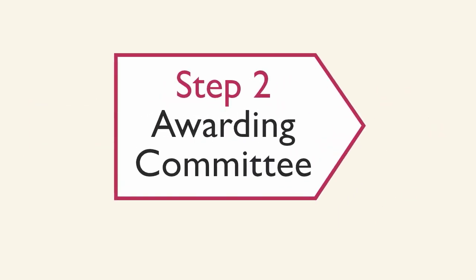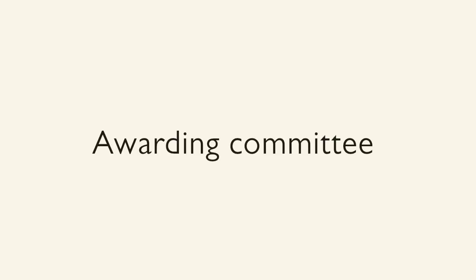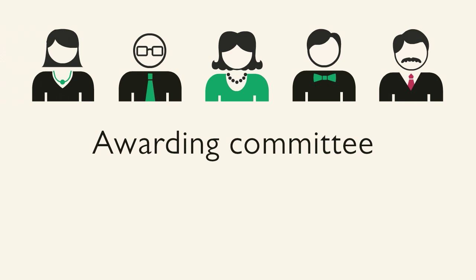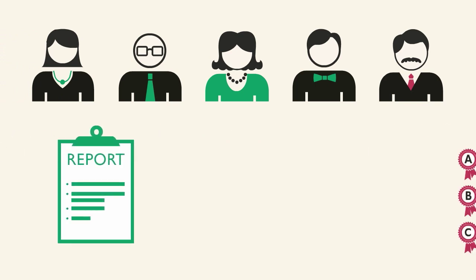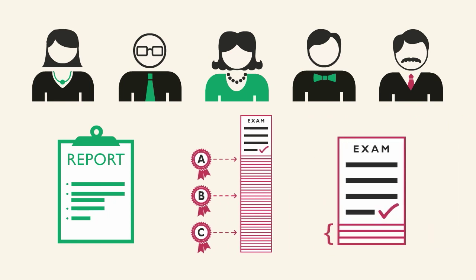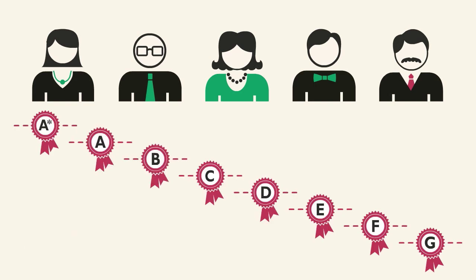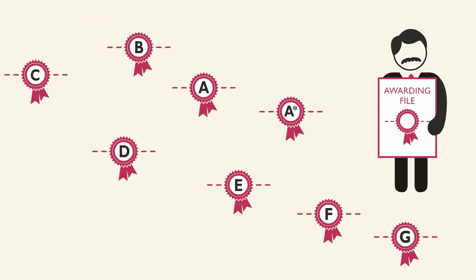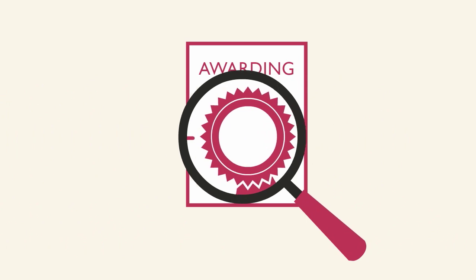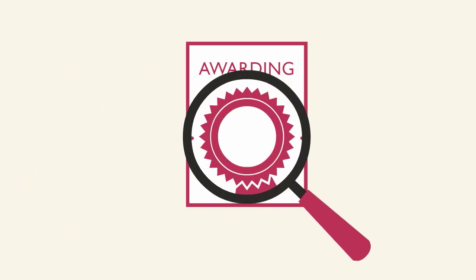Step 2. The awarding committee. The awarding committee meets to review all available evidence and finalise the recommended boundary marks for each key grade. This will include all of the things mentioned in Step 1, plus looking at student work around the specific grade boundaries. The awarding officer will then document the grade boundary recommendations in the awarding file. This file is passed through 3 internal quality checks to make sure all the evidence had been appropriately considered.